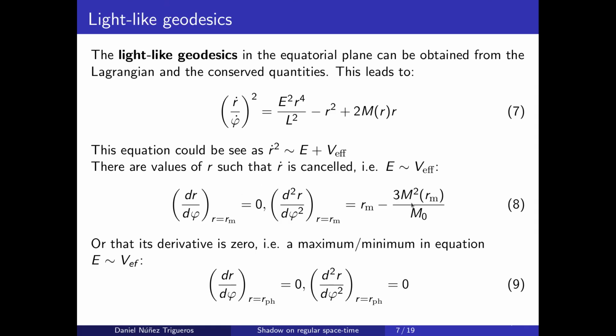You could also take the second derivative of 7 and obtain this equation in 8. And if you want to obtain the maximum or minimum, by equating the energy and the effective potential, you arrive at a radius that represents the photosphere.